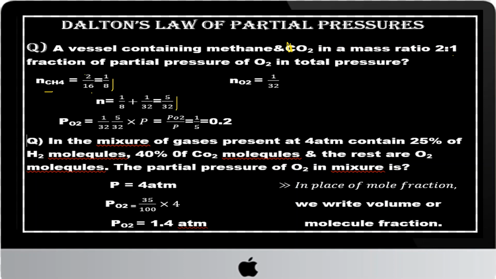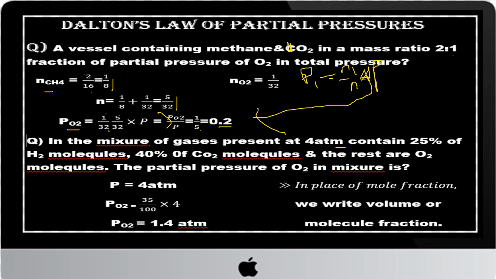To find the partial pressure of oxygen, the mole fraction of oxygen, moles of oxygen by total number of moles, into P. We know the formula, right? P1 equals N1 by N into P. Substituting the values, we get the partial pressure of oxygen to the P, what they have asked, as 1/5. That's 0.2.